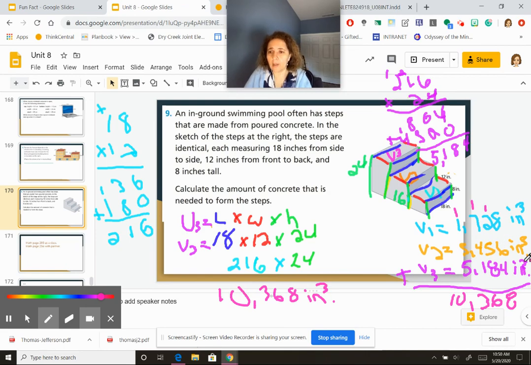So I added it all up over here. I did 8 plus 6 plus 4 is 18, carried my 1. I got 8, 10, 15, 16. Put my 6 down, carry my 1, 7, 8, 12, 13. Put my 3 down, carry my 1. 5, 8, 9, 10. 10,368 inches cubed is how much concrete is going to be needed to complete the steps to the swimming pool. All right, so that was our last word problem.